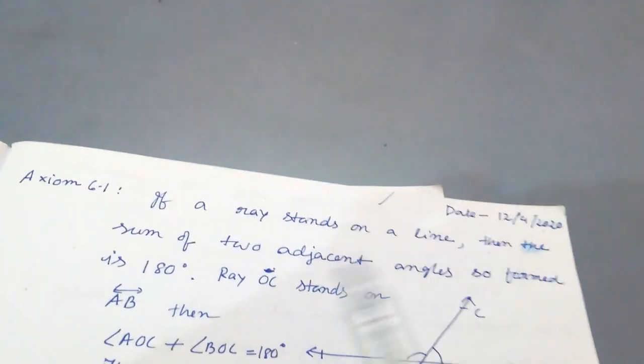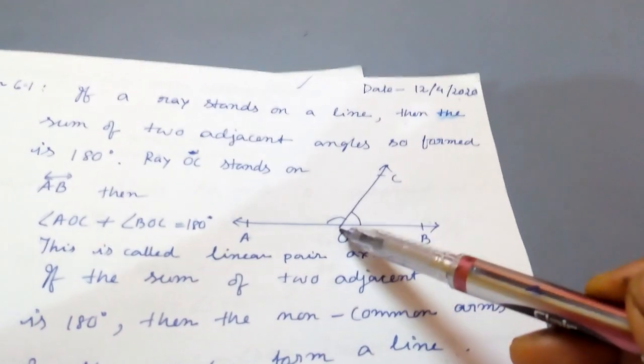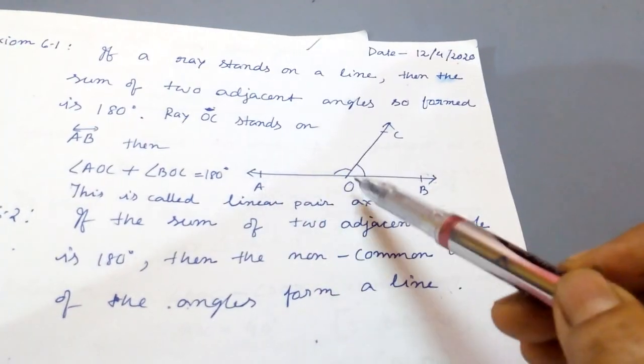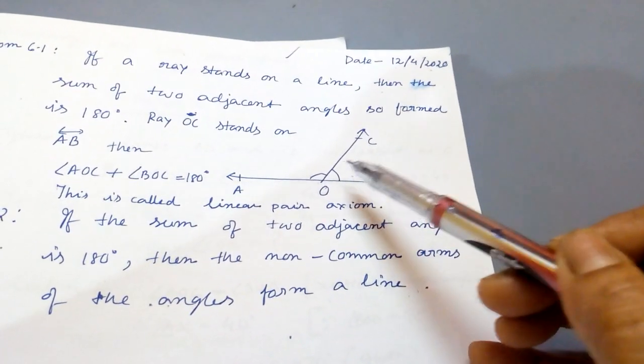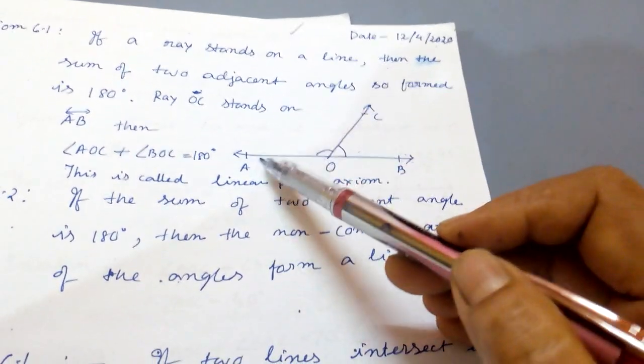Axiom 6.1. If a ray stands on a line, then the sum of two adjacent angles so formed is 180 degree. You see, ray OC stands on AB. Therefore, AOC plus BOC is equal to 180 degree. This axiom is called the linear pair axiom, and AOC and BOC are called a linear pair.